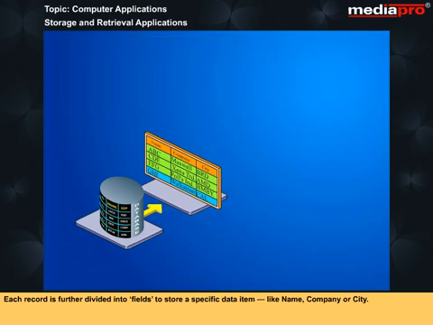Each record is further divided into fields to store a specific data item like name, company, or city. The organized structure comes from the fact that each record has its fields in the same order or sequence.